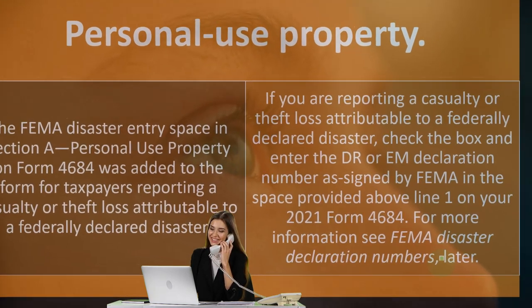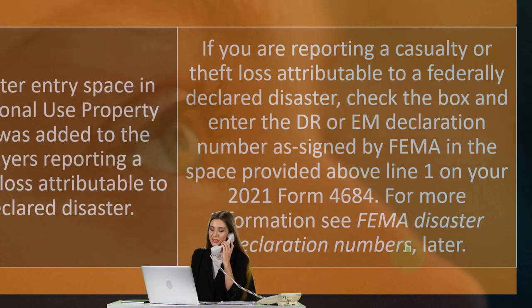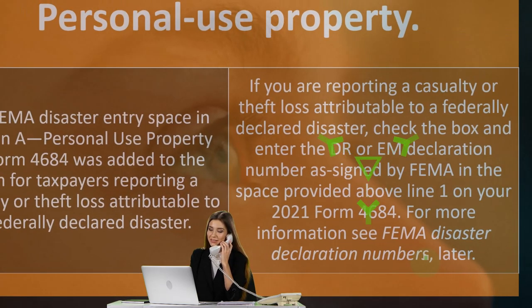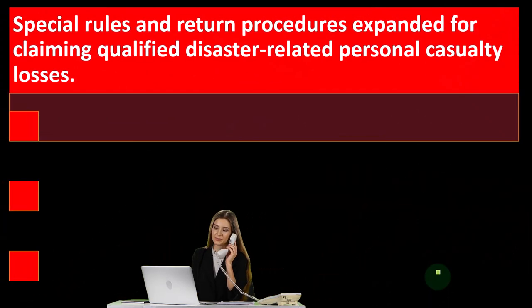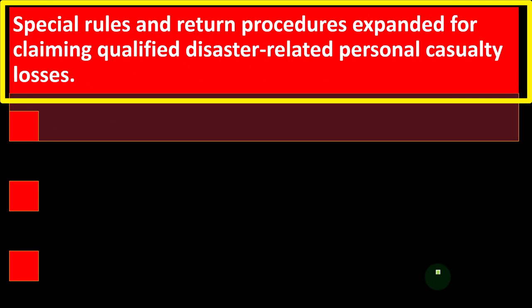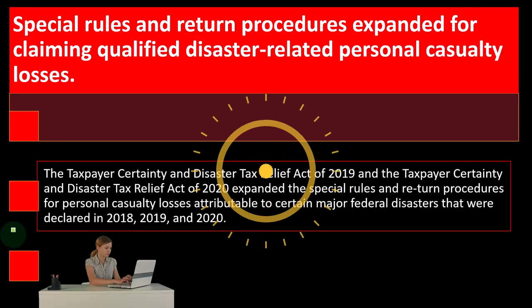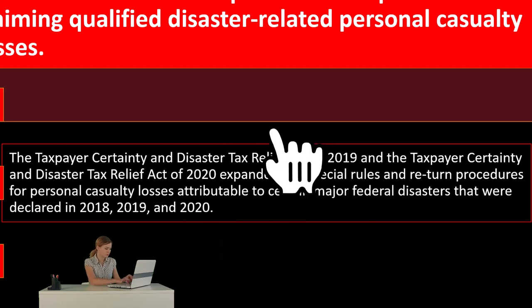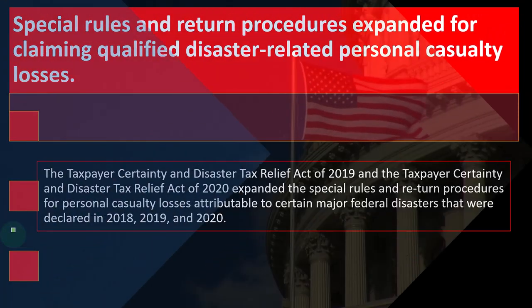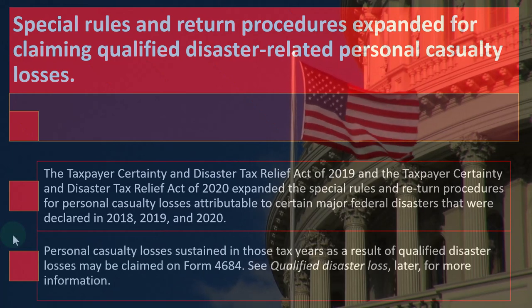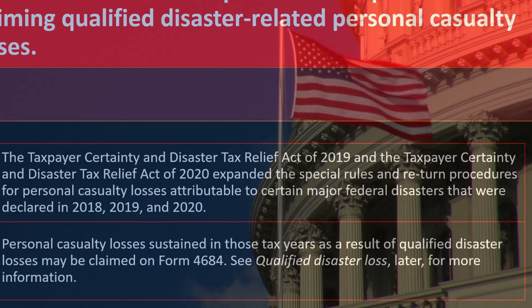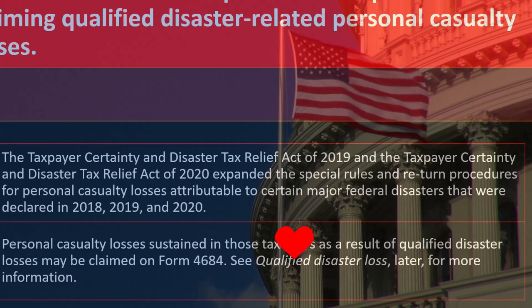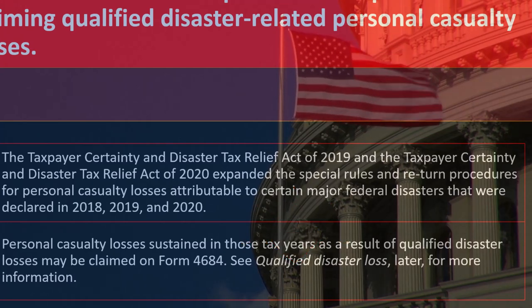And the space provided above line one on your 2021 Form 4684, where this is the 2021 instructions, but I still think it's the most recently revised publication at this time. For more information, see FEMA disaster declaration number later. Special rules and return procedures expanded for claiming qualified disaster-related personal casualty losses. The Taxpayer Certainty and Disaster Tax Relief Act of 2019 and the Taxpayer Certainty and Disaster Tax Relief Act of 2020 expanded the special rules and return procedures for personal casualty losses attributable to certain major federal disasters declared in 2018, 2019, and 2020. Personal casualty losses sustained in those tax years as a result of qualified disaster losses may be claimed on Form 4684. See qualified disaster loss later for more information.